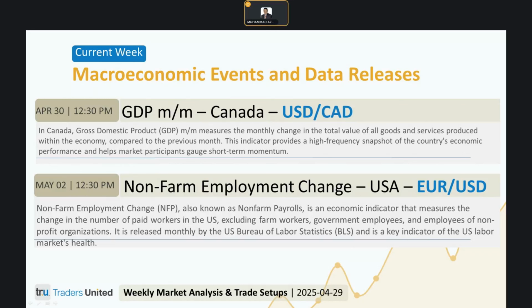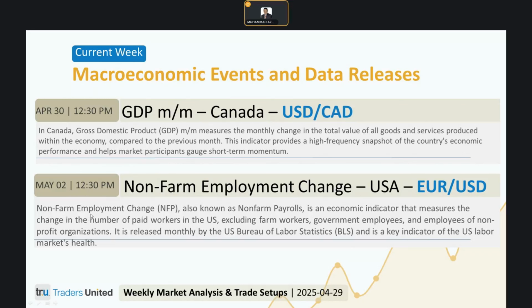The next important economic data report is the non-farm employment change for the USA. Now, let's talk a little bit about what the NFP, or non-farm employment change, is.